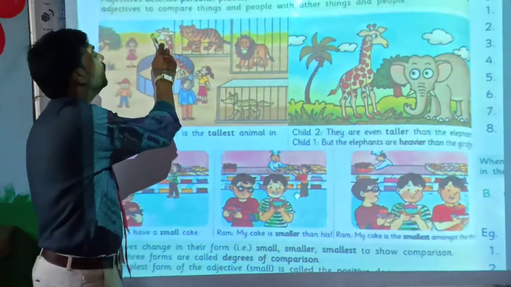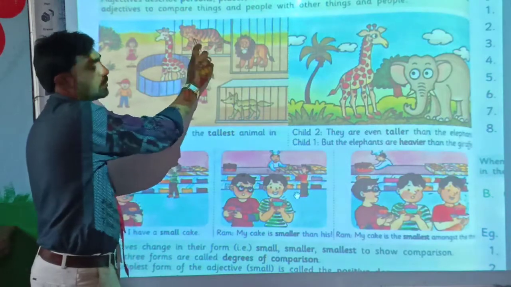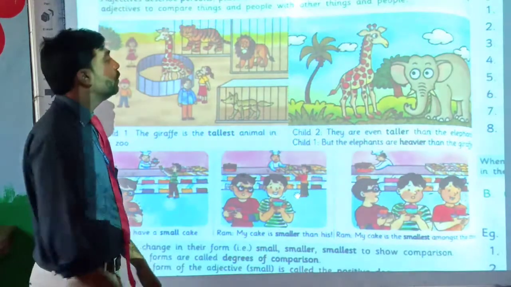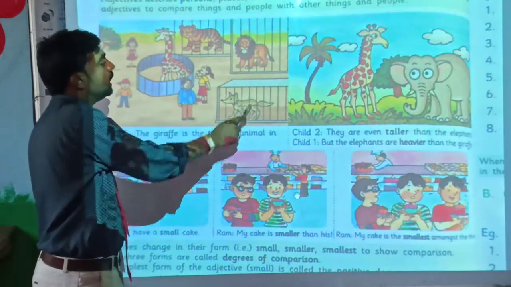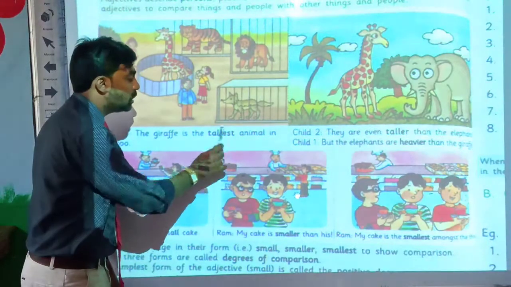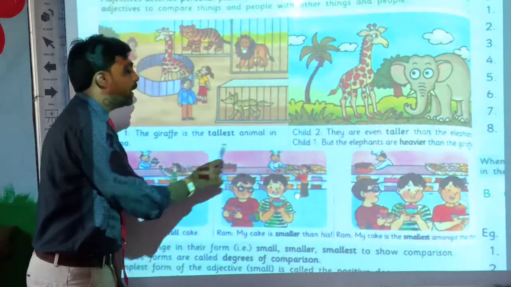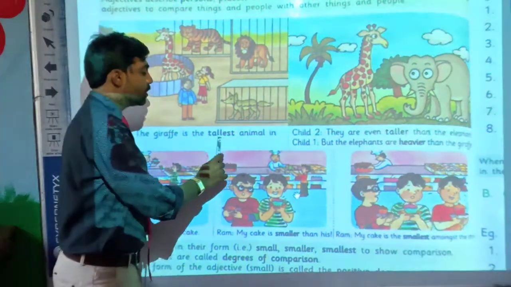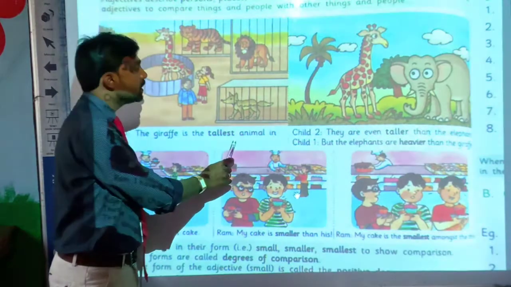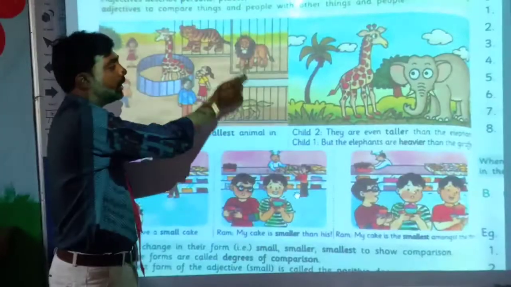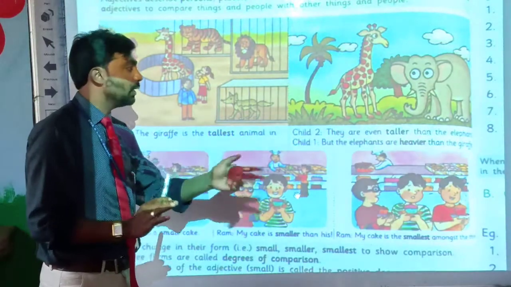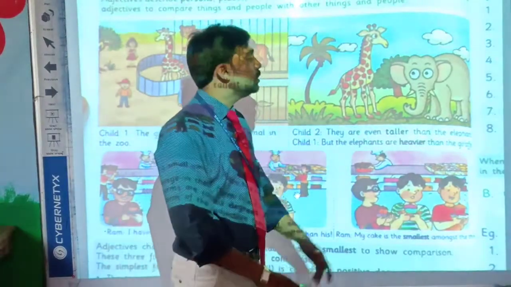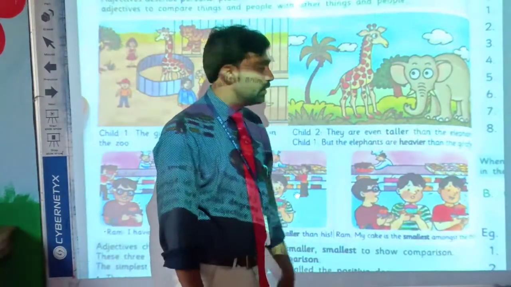It means we have compared the giraffe with other animals. There is a tiger, a lion and a wolf. We are comparing the giraffe with these three animals and we used the adjective tallest. This is a superlative adjective. I will tell you further that tallest is the superlative form of the adjective. So the giraffe is taller than the other animals. We are comparing here. Now see the next picture. Again giraffe and elephant are here. So it is the comparison between giraffe and elephant.